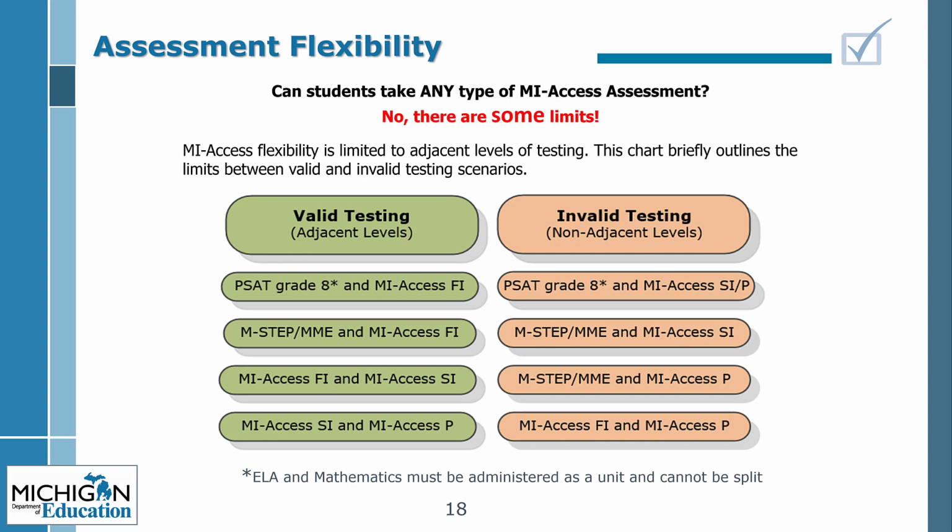Can students take any type of MyAccess assessment? No, there are some limits. MyAccess flexibility is limited to adjacent levels of testing. This chart shows the limits between valid and invalid testing scenarios. The left green column outlines the valid testing scenarios based on adjacent levels of testing. The right orange column outlines the invalid testing scenarios based on non-adjacent levels of testing. Please note that ELA and mathematics must be administered as a unit and cannot be split between.